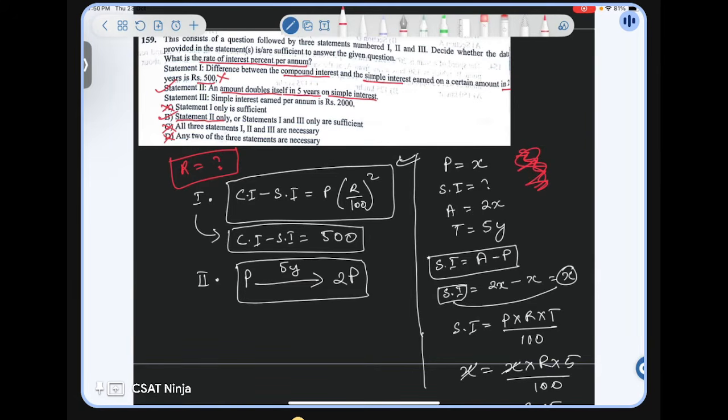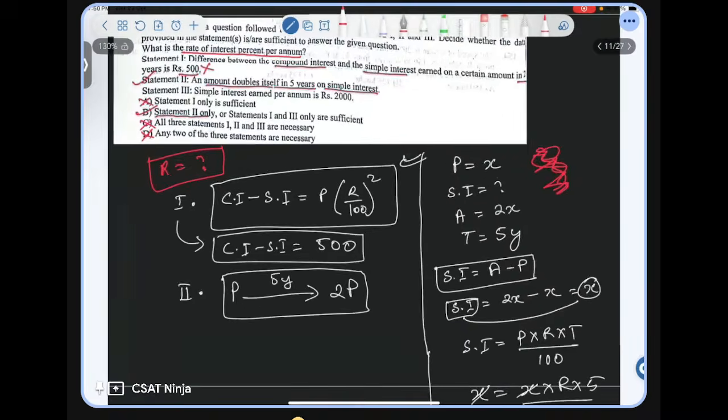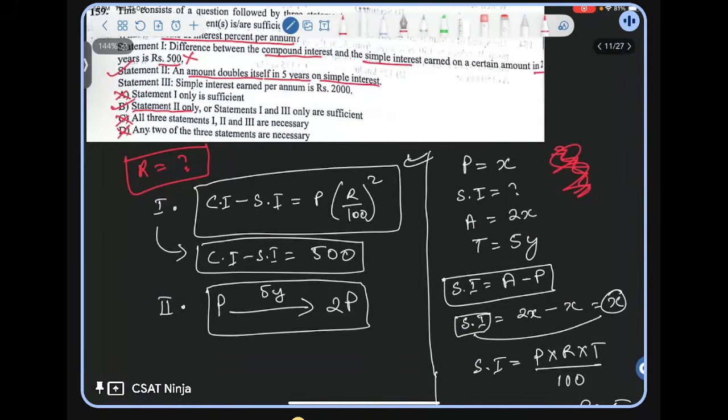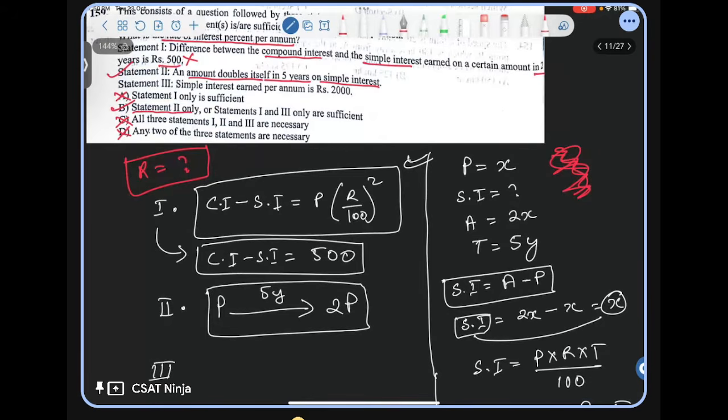Okay, statement number 2 alone or statement number 1 and 3. So you don't need to check for the third statement also in this question. But you can also, by option elimination, we got our answer is B. But if you want to cross check, statement number 3 says what? Statement number 3 says the simple interest earned per annum is this one. SI is given as how much? 2123.